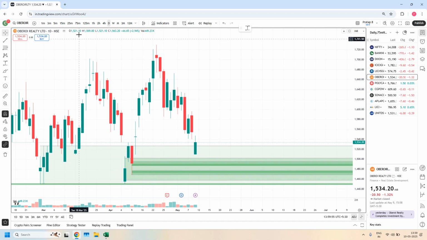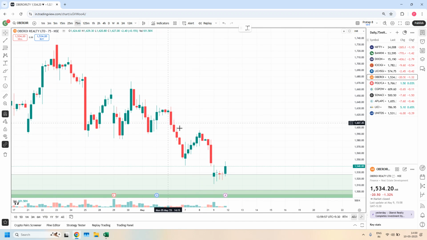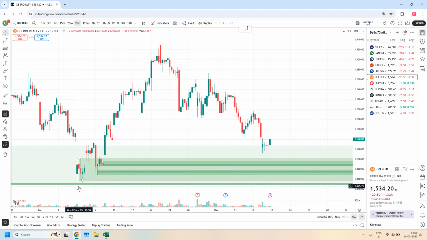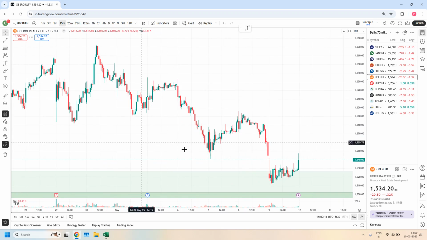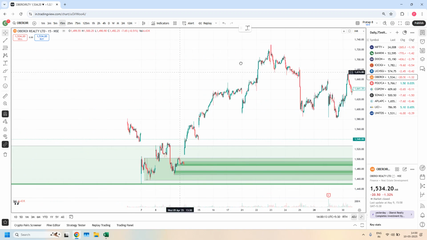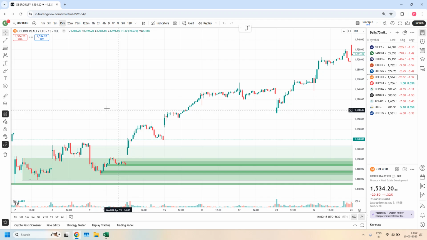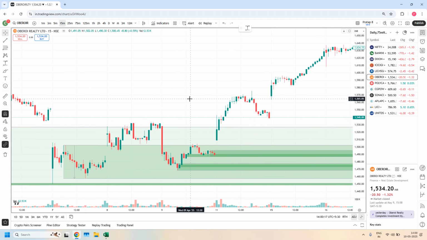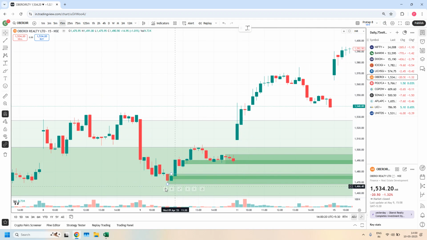But how do we fine-tune? Go to the 75-minute time frame. Here we have a 75-minute zone. See, this is a big drop candle, maybe 1, 2, 3, 4 base candles and a rally candle with a hidden body. This 75 is fine-tuned with the 15-minute time frame. So two 15-minute zones are identified here. One is a drop base rally. Another one is a rally base rally.